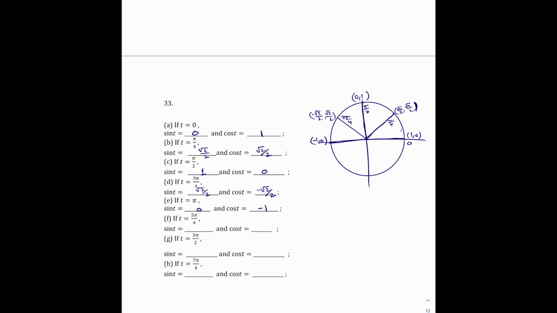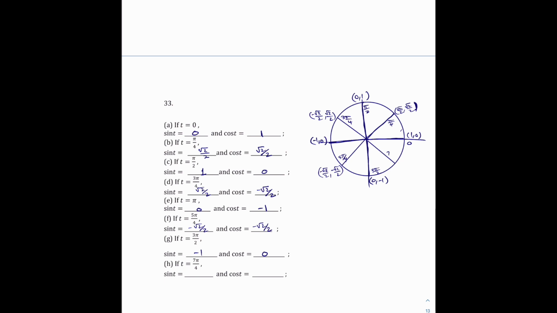5 pi over 4 is right here. This is 5 pi over 4. And we know this point, both x and y are negative, so both of them are negative square root of 2 over 2. Sine is negative square root of 2 over 2, and cosine is negative square root of 2 over 2. If t is equal to 3 pi over 2, which is basically this point, and we know that point is equal to 0 and negative 1, so sine is negative 1 and cosine is 0. 7 pi over 4 is here.